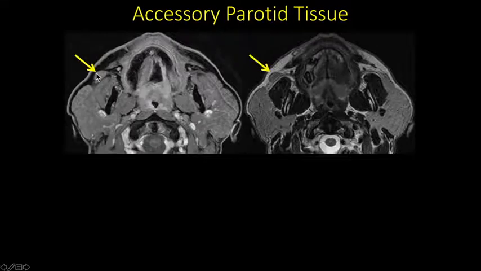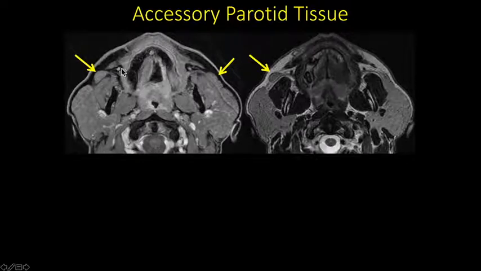And here it is on the fat sat T1, and then on the right-hand image I have T2. And on the same patient, on their other side, they also have accessory parotid tissue, but here it's contiguous with the orthotopic portion of the gland. In both cases, it follows the parotid duct, as you can see here.